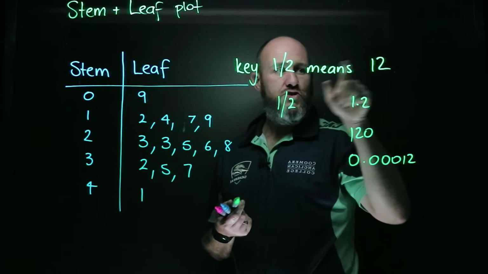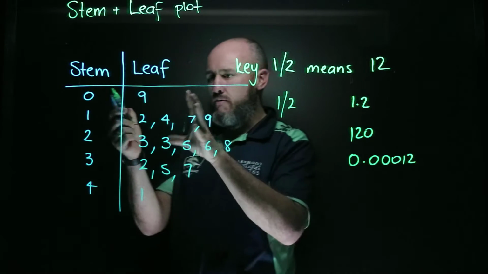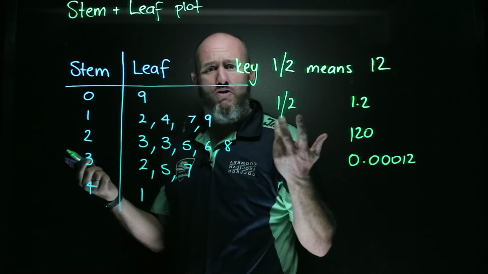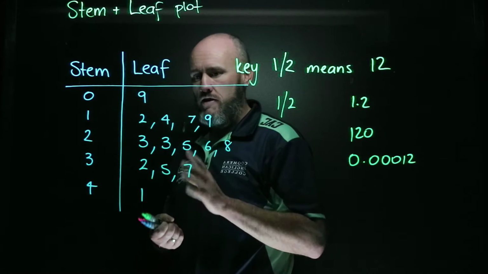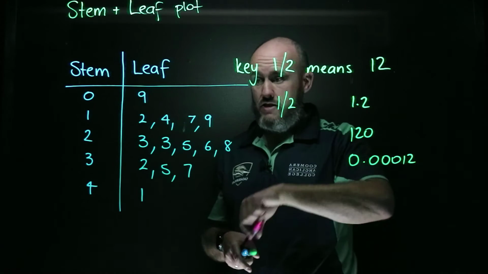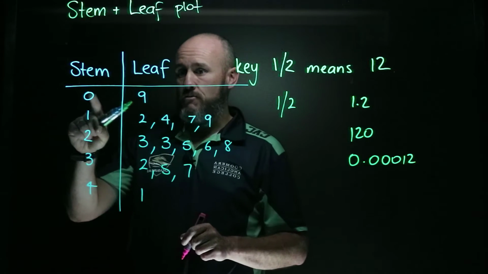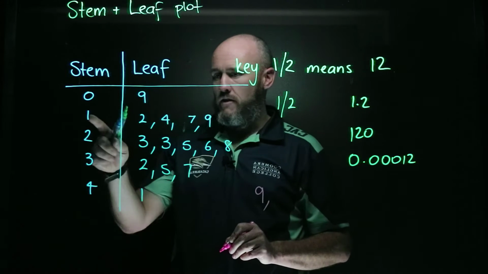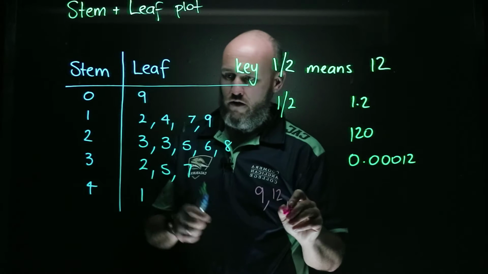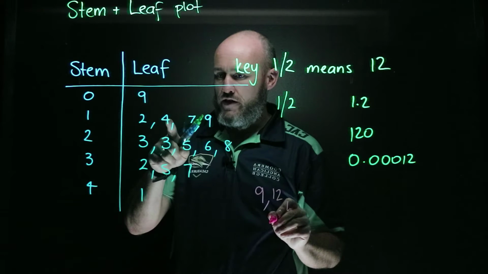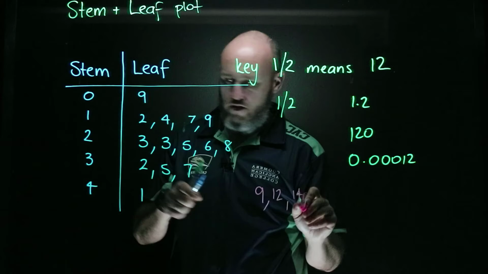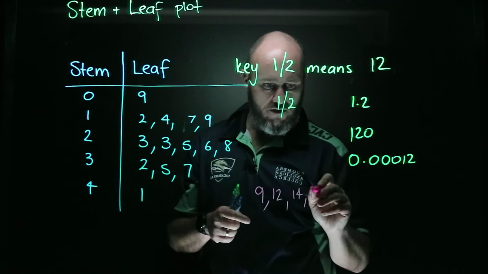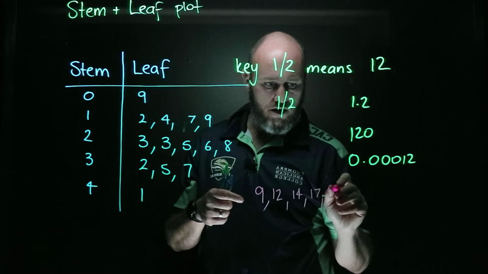Now if 1|2 means 12, maybe this stem and leaf plot represents a set of data about the ages of a club or a group of people. So let's have a look at what this data is. I'm going to write down some of the data points. The first one has a stem of 0 and a leaf of 9. That means it's just the number 9. Then we have 12, and then we have stem 1 with the data point 4, which is 14. So you can see this stem of 1 represents multiple data points. 1 and 7 makes 17, and 1 and 9 makes 19.